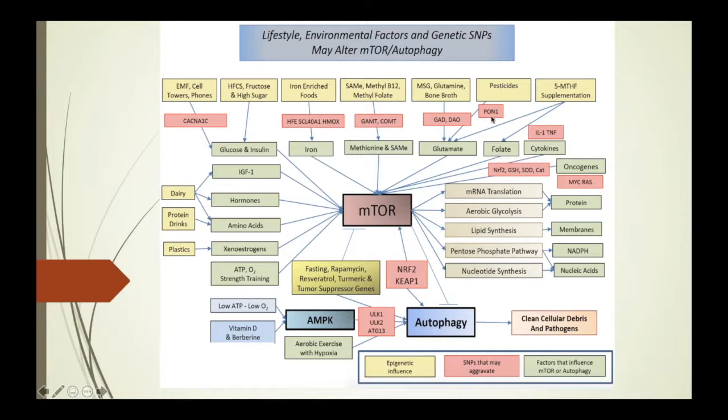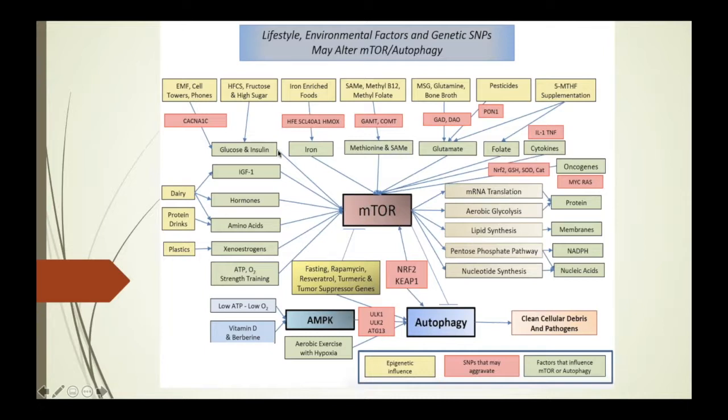For example, PON1 is a pesticide gene. Any variants in this PON1 gene, or a SNP, will result in an inability to detox yourself from any external pesticides that you might have taken in, which influences your glutamate levels in the body and affects the mTOR.